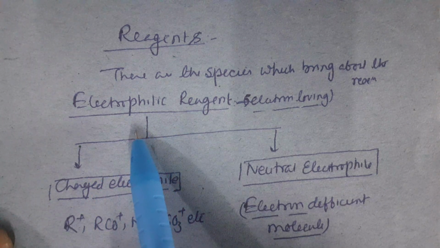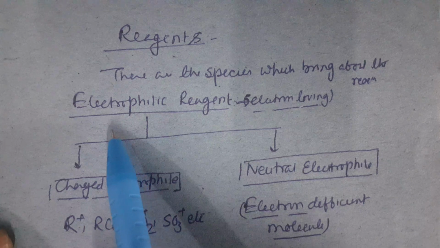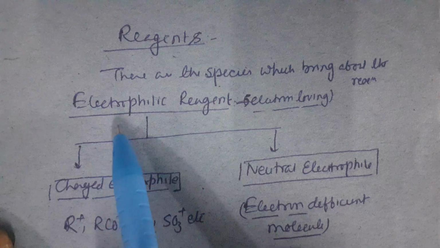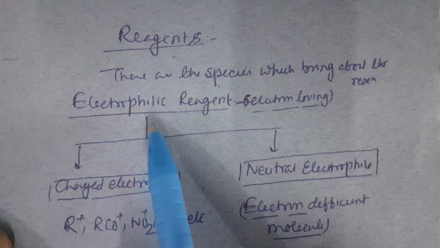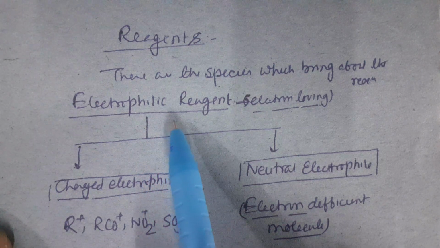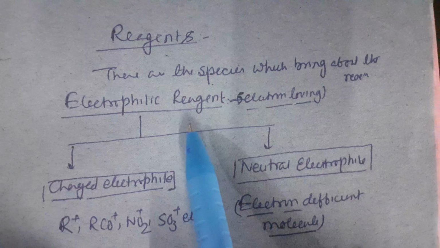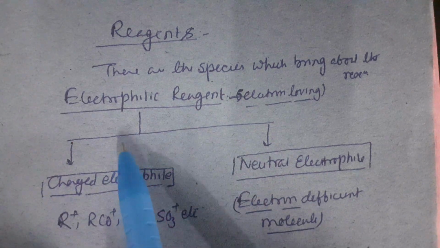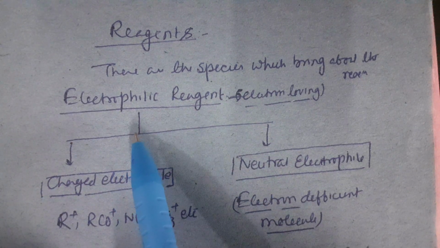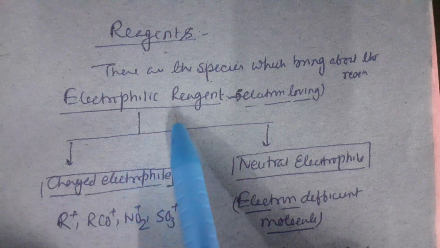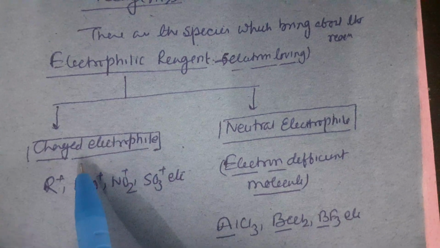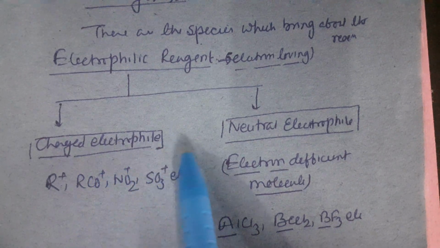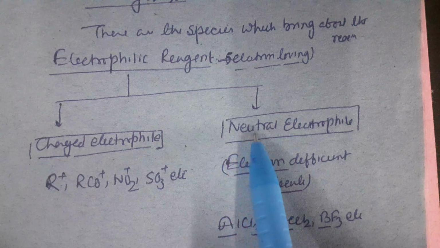The word electrophilic can be explained as: electro comes from electron and philic means attracting. So electrophilic reagents are those type of reagents which have a tendency to attract electrons or gain electrons. And so we can say that all the electron deficient species are examples of electrophilic reagent, and it is classified into two categories. The first one is charged electrophile and the second one is neutral electrophile.